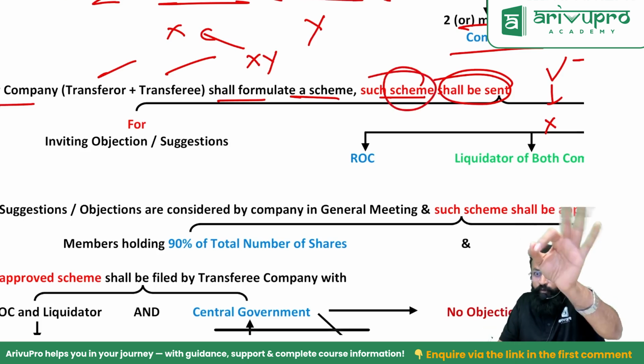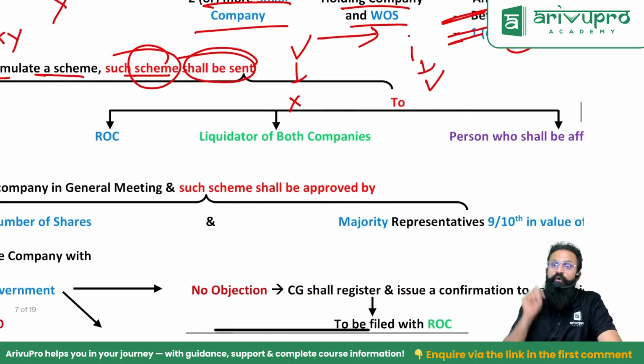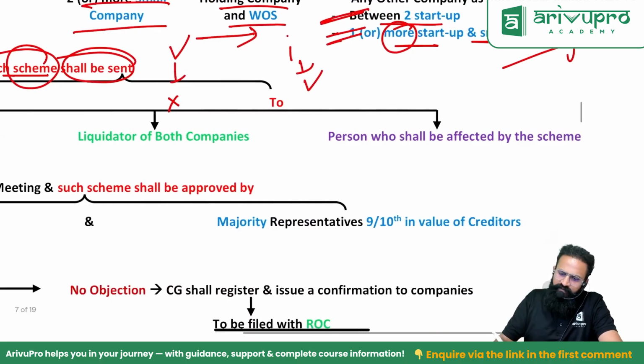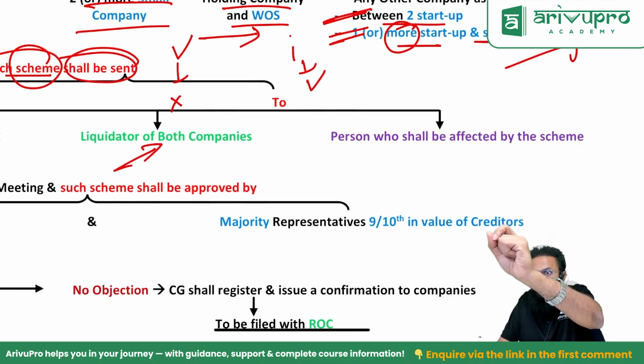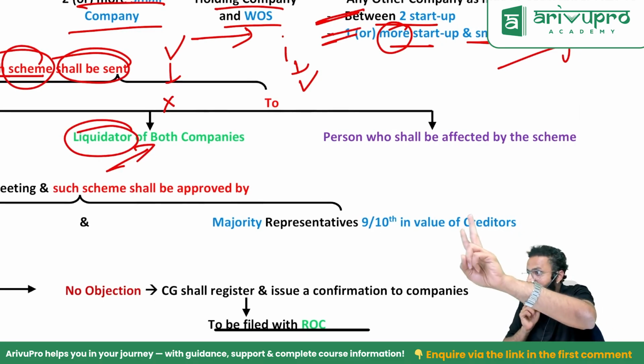Now such an approved scheme, whatever you guys are coming up with, shall be sent to whom all? One, we will send it to the ROC. Next, we will send it to the liquidator of both the companies. Why? Creditors are involved. Wherever creditors are involved, people, the liquidator will come into the picture. So we are sending it to the liquidators.